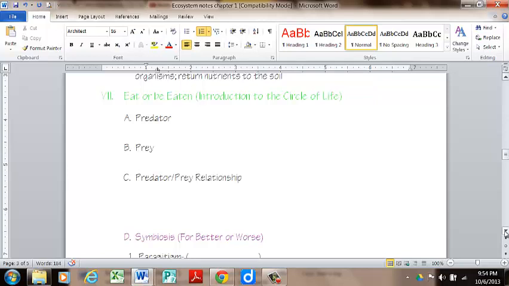The cycle of organisms eating and being eaten is a major part of life in an ecosystem. Every consumer has to eat in order to live. An organism that hunts and eats other organisms is called a predator. An organism that is hunted and is eaten is called the prey. So let's go ahead and add that to our notes, that a predator is an organism that hunts and eats other organisms.